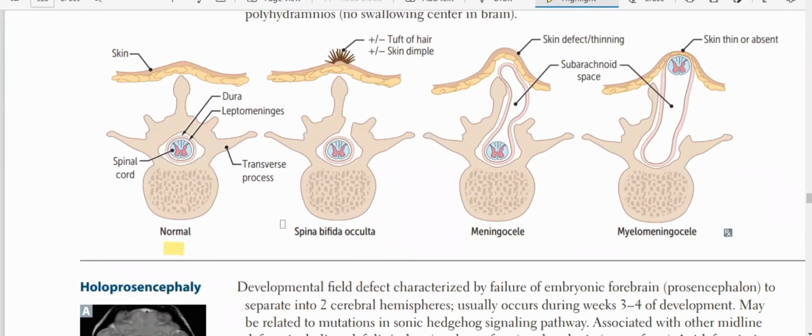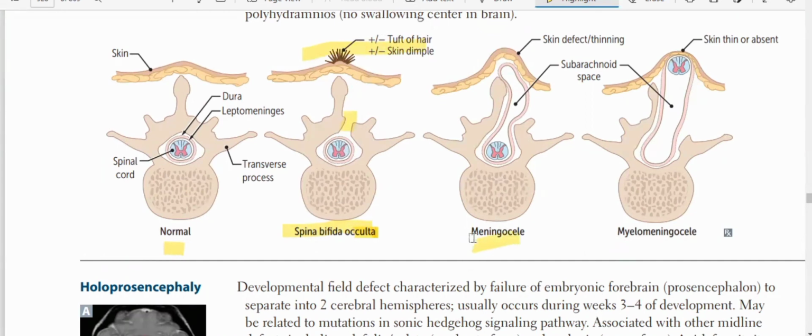In case of spina bifida occulta, the neural pore, the caudal neuropore on the caudal side, there is no closure of the neural tube. If there is no closure, there is no herniation. The spinal cord is present, meninges are present, the subarachnoid space is present, there is no herniation, but a tuft of hairs is present, and the main cause is folic acid deficiency. Another is the meningocele.